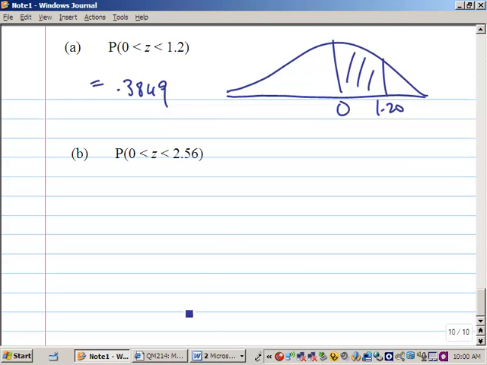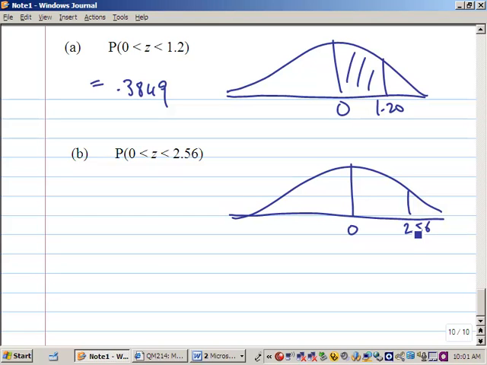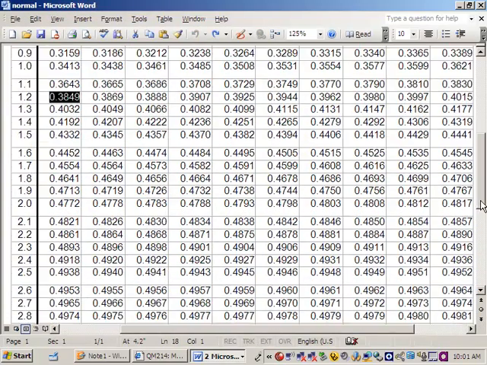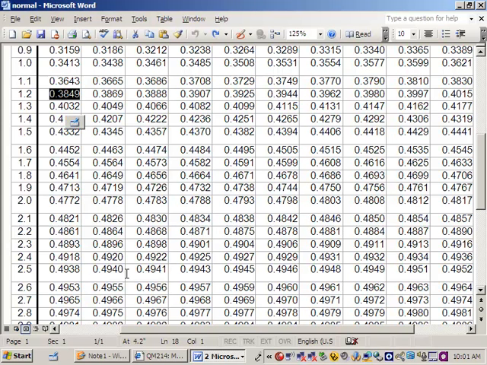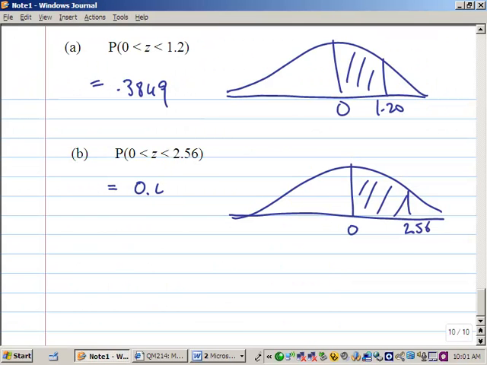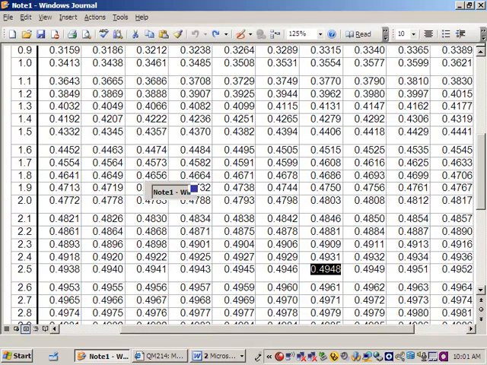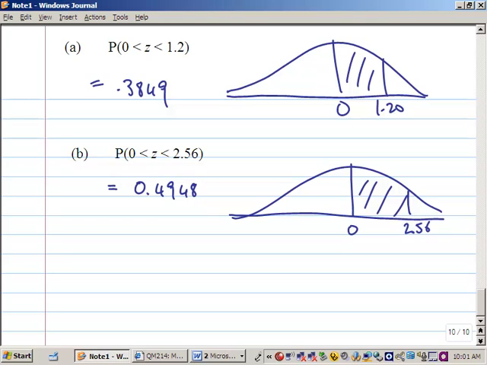Alright, next one, B, from 0 to 2.56. Same sort of thing. It's positive 2.56, so you look that up directly from the tables. 2.56: 0, 1, 2, 3, 4, 5, 6. So it's 0.4948. And just to make sure I've written it down right, correct. Okay, so that's part B.